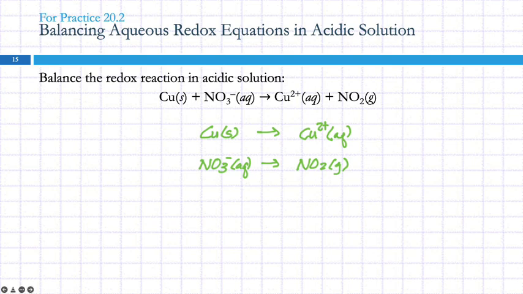So we need to add water molecules to balance the oxygen. This side has 3 oxygens, that side has 2. We need another oxygen over here, and we're going to fix that by adding a water molecule. We're not going to add oxygen. This is in an aqueous solution, an acidic aqueous solution. We can only add things that are definitely present there. So that's great. We fixed the oxygens now.